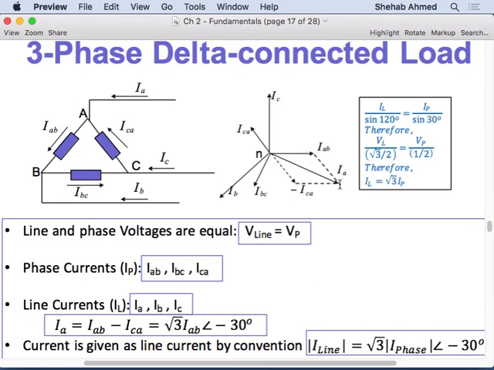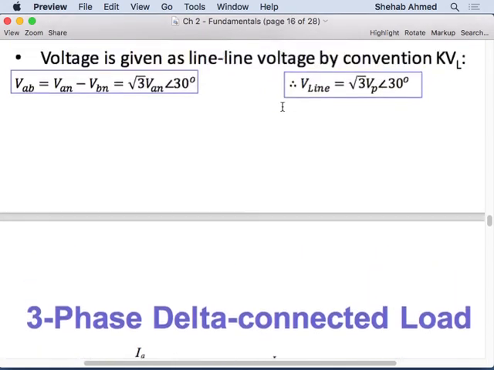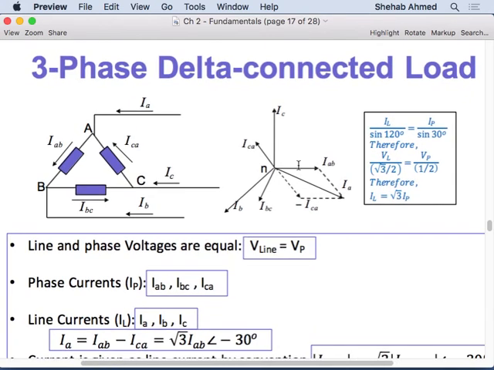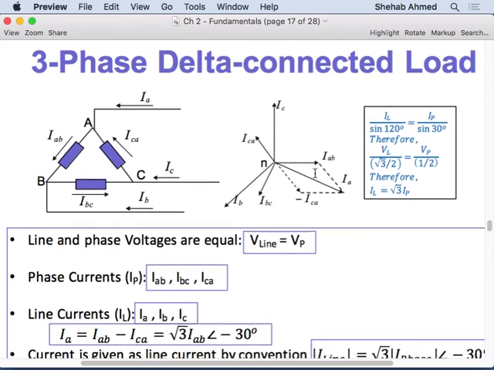So my line current in a delta is, according to the math that we have here, square root of 3 greater and lagging by 30 degrees. So opposite of what we had before for the star. For the star, I had my line voltage square root of 3 greater, but leading my phase voltage by 30 degrees, right? In a delta, my line current IA is square root of 3 greater, but lagging the phase current by 30 degrees, okay?